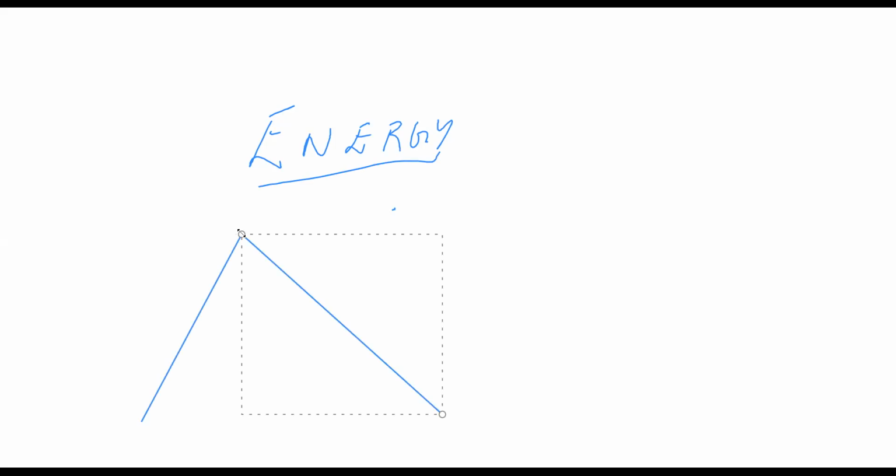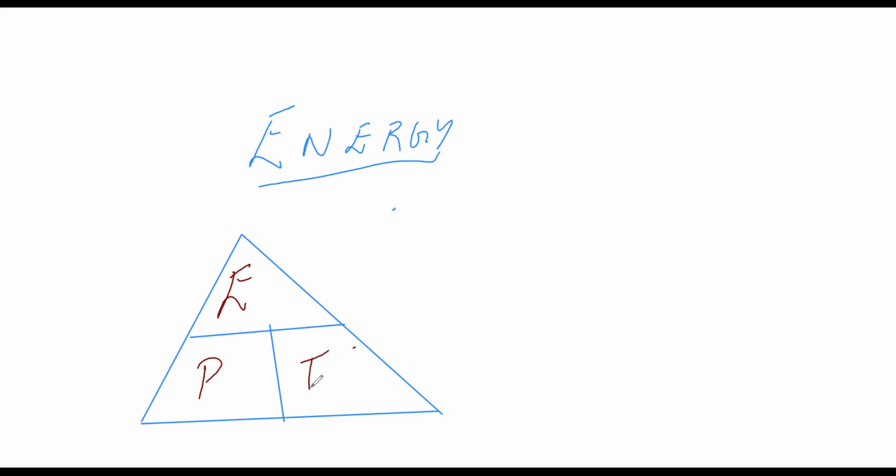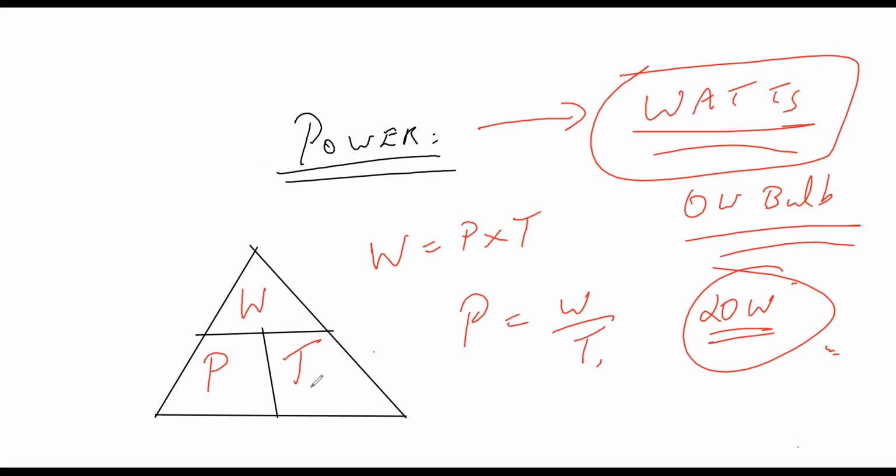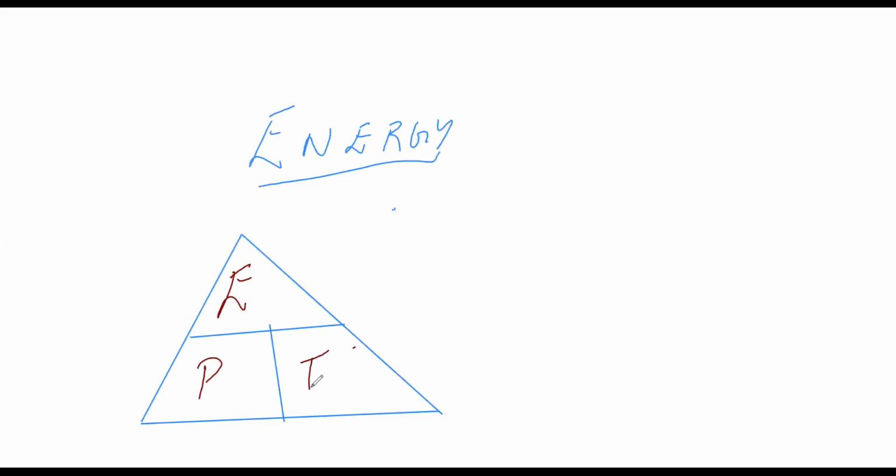Last topic, energy. So the first thing is draw the triangle. Correct? Draw the triangle. E, P, T. Same thing here. Instead of work, I'm just substituting energy, E. So energy is equal to what? Power into time. That's all.